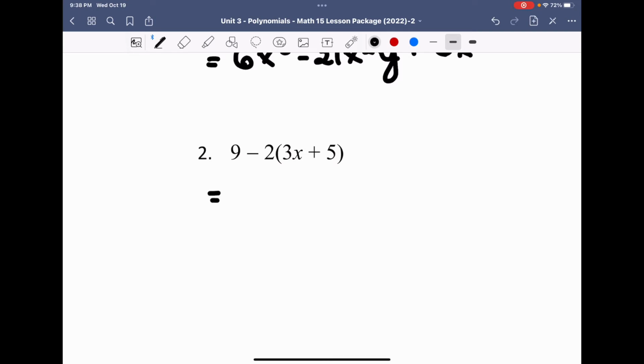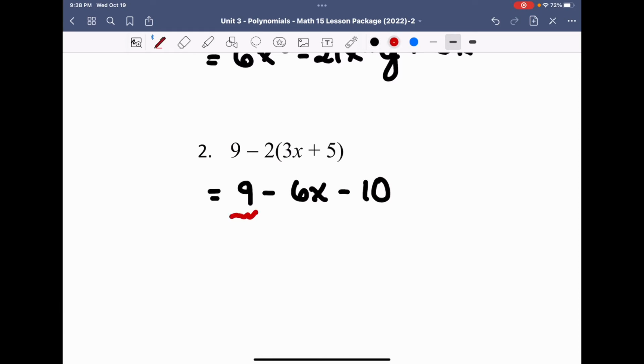So I'm going to leave my 9 originally and go subtract. Negative 2 times 3x is negative 6x, because 2 times 3 will give us that 6, and we attach the x. And then finally, I have negative 2 times a positive 5. This is negative 10. So which ones can I combine? Well, I see two whole numbers with no variables on them, or what we call in the polynomials unit the constants.